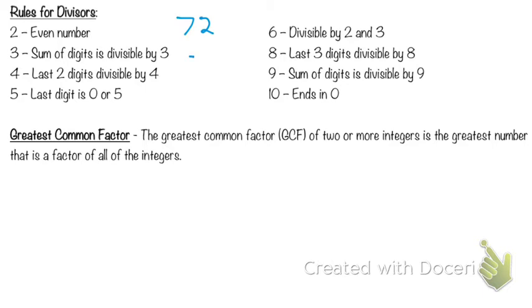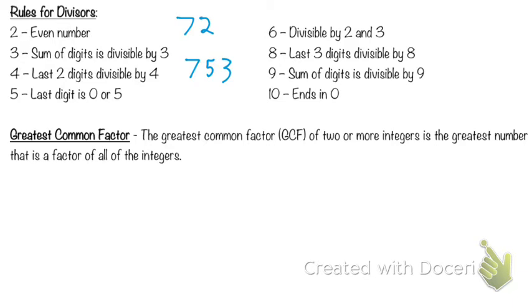What if I gave you the number 512? What's 5 plus 1 plus 2? 8. Does 3 go into 8? No. So does 3 go into 512? No. What about if I make it 513? Yes, because 5 plus 1 plus 3 is 9. Does 3 go into 9? Yeah. Or if I make it 753, what's 7 plus 5 plus 3? 15. Does 3 go into 15? Yeah, so does 3 go into 753? Yes.